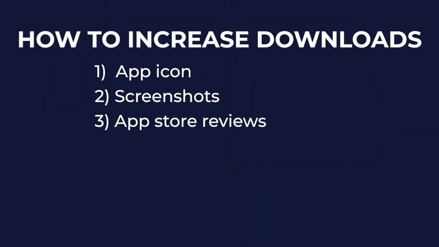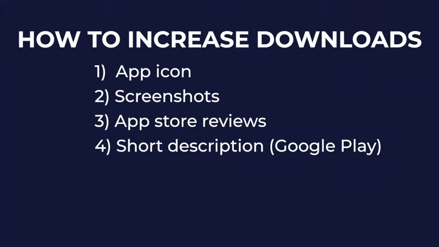Number 4, it's optimizing your short description on Google Play. Now, what we've done in the past is use social proof in that short description while still trying to optimize for our keywords that we wanted to target. So short description on Google Play, super, super important, just like the subtitle on iOS. Title is the most important, but short description is the second most important on Google Play.